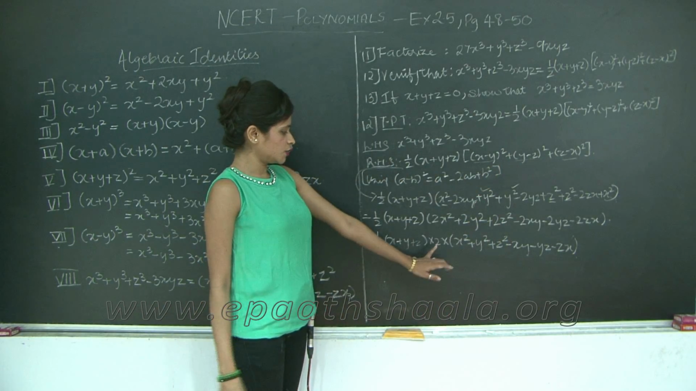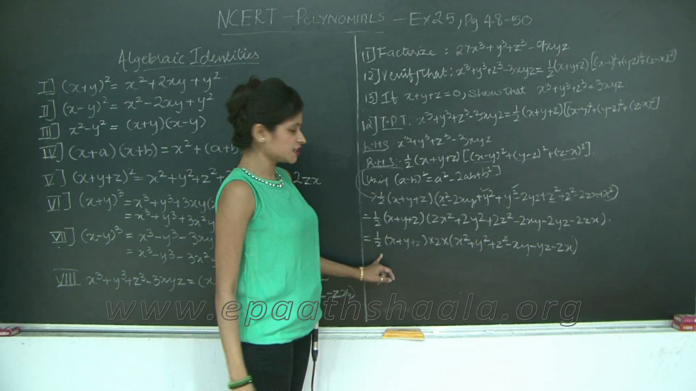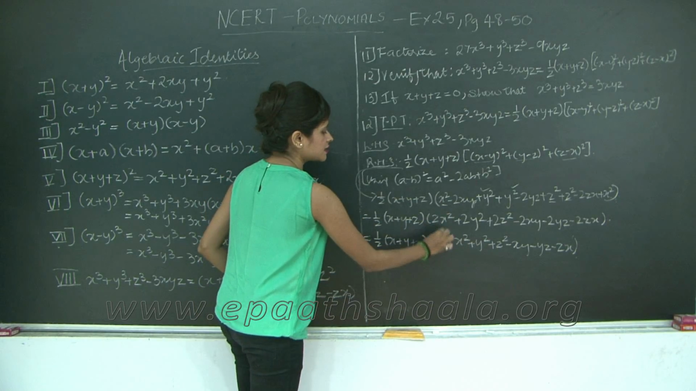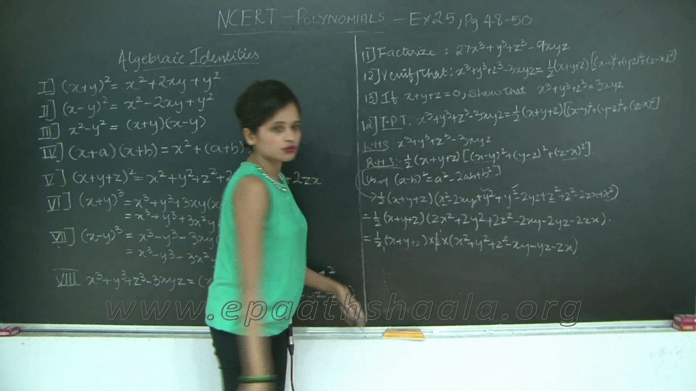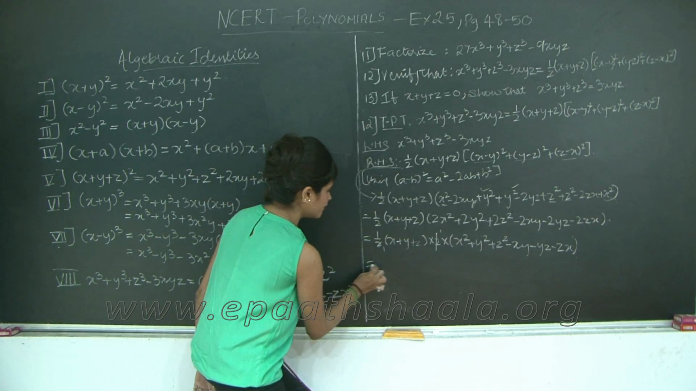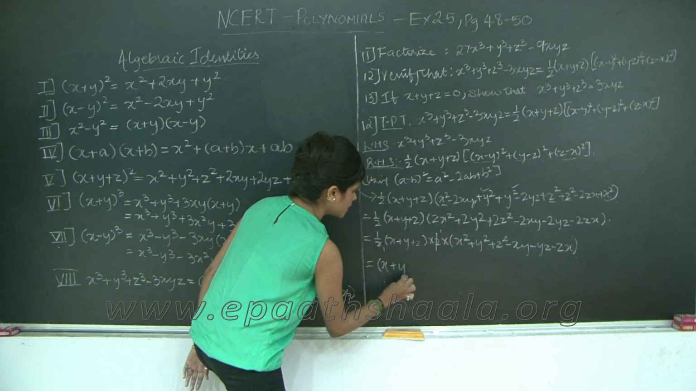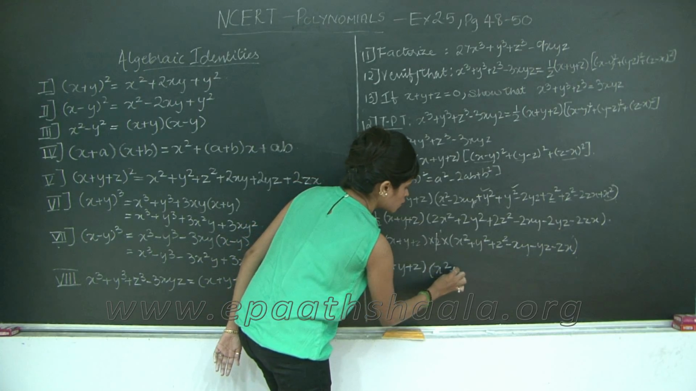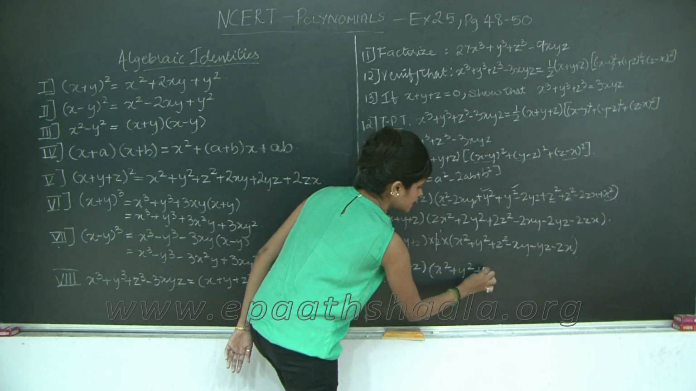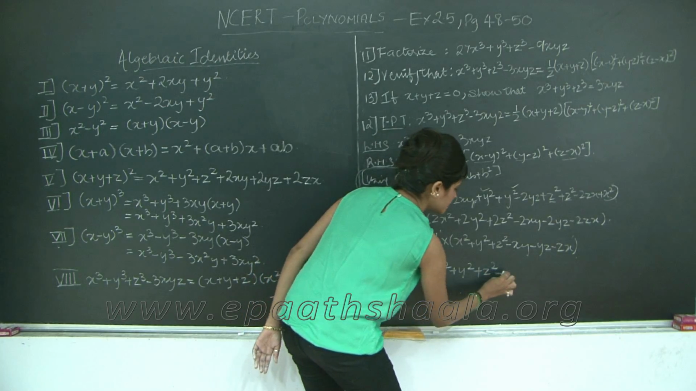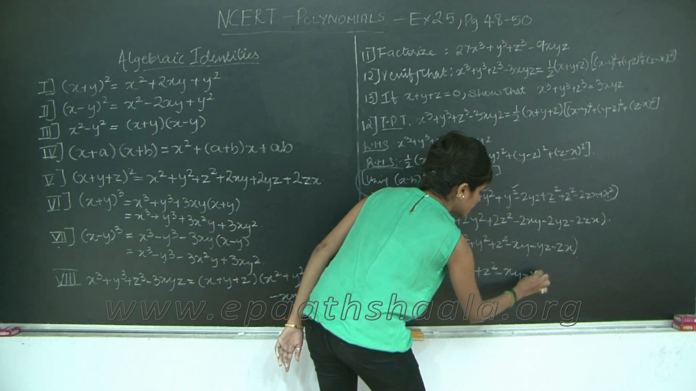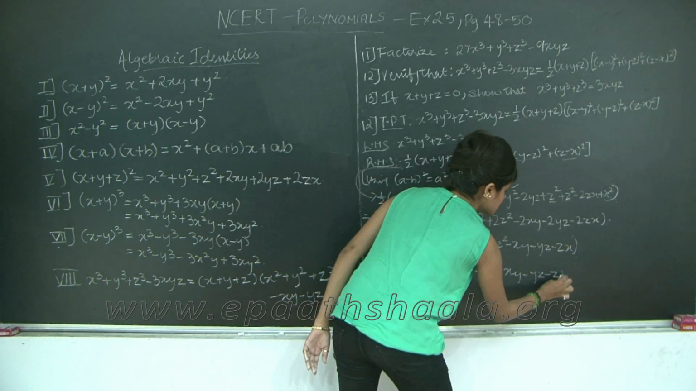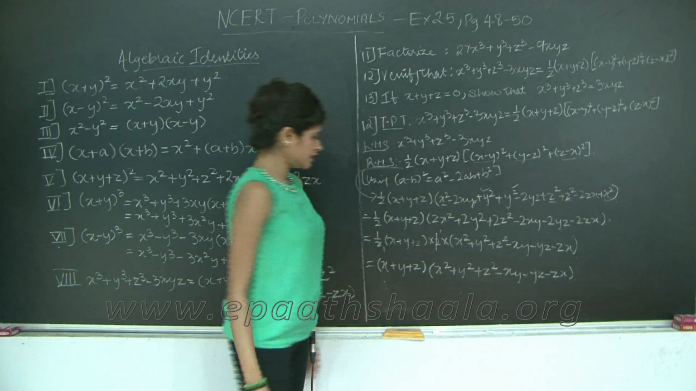Right? Now see, you have a 2 in the numerator and 2 in the denominator. So I am going to cancel this. 2 ones are 2, 2 ones are 2. So what am I finally left with? I am left with (x + y + z)(x² + y² + z² − xy − yz − zx). Right?